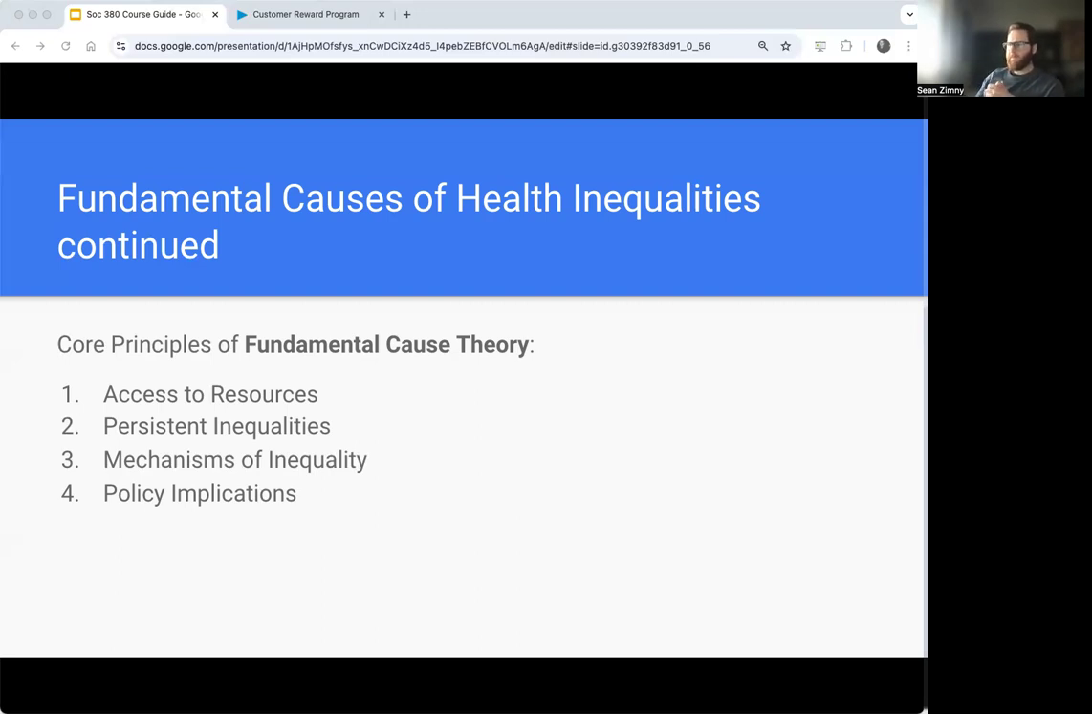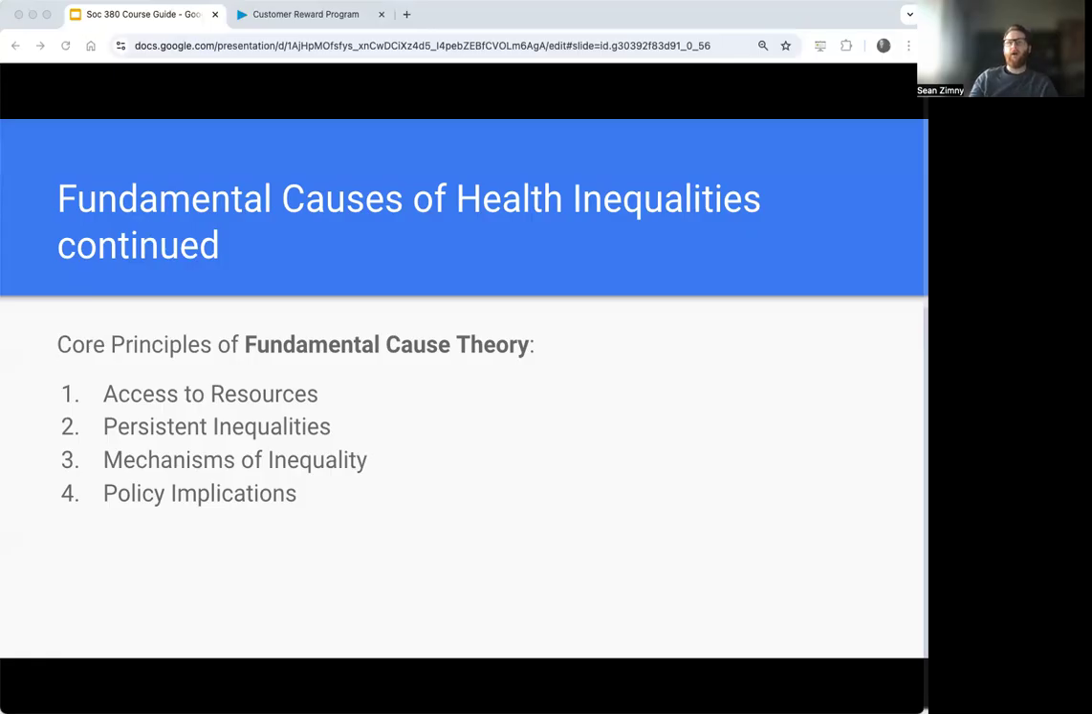Four, policy implications. Addressing health inequalities effectively requires interventions that target upstream social determinants. Remember, upstream comes back more and more, such as poverty reduction, educational improvements, and policy measures to reduce systemic discrimination. Without addressing these underlying structures, without upstream approaches, efforts to promote health at the individual level are often insufficient to close that health gap.